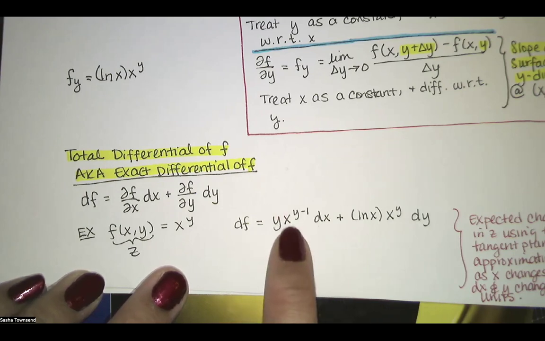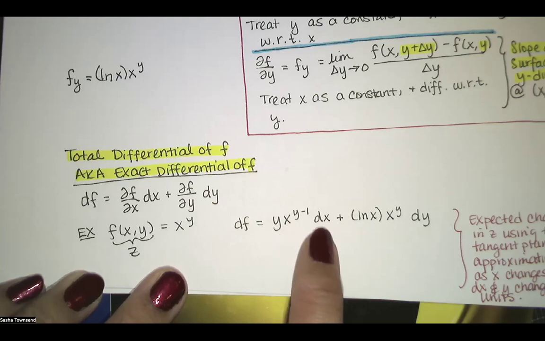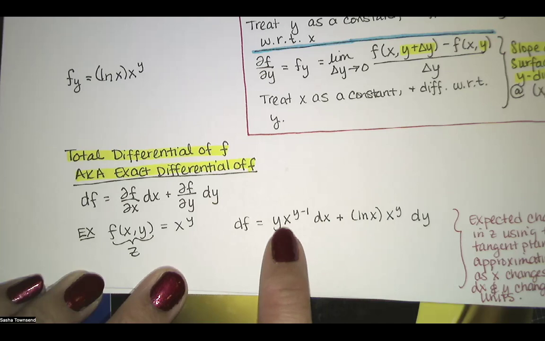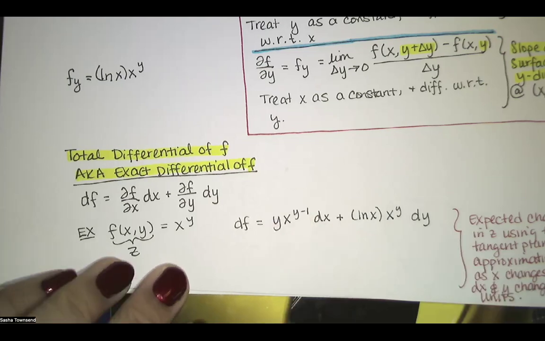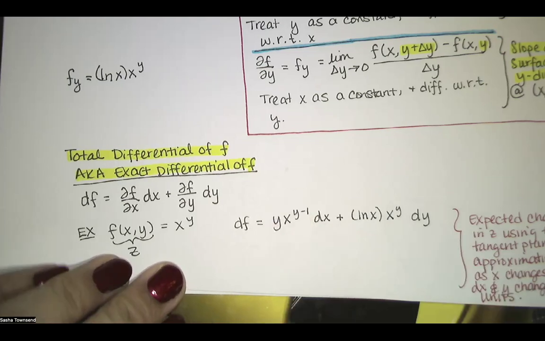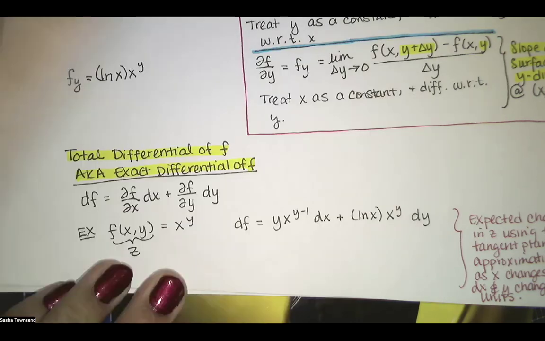That's giving me the slope in the x direction at x naught, y naught times some tiny change in x. That's giving me the slope in the x direction, which is change in z divided by change in x, times change in x. So it's going to give me a change in z as my x changes by dx units.